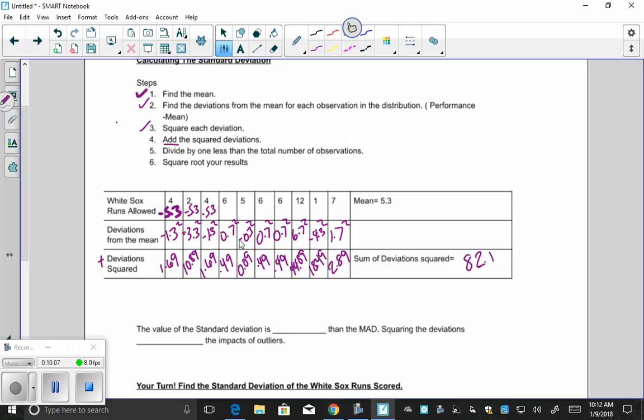So here's something a little bit different you probably haven't seen. After you add, you divide by one less than the total number. I had 1, 2, 3, 4, 5, 6, 7, 8, 9, 10. One less than 10 is 9. So you're going to do 82.1 divided by 9, and you get 9.12.